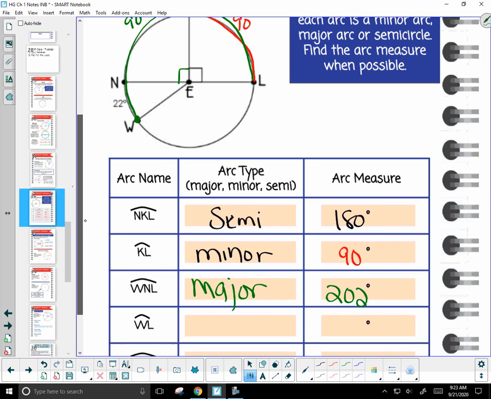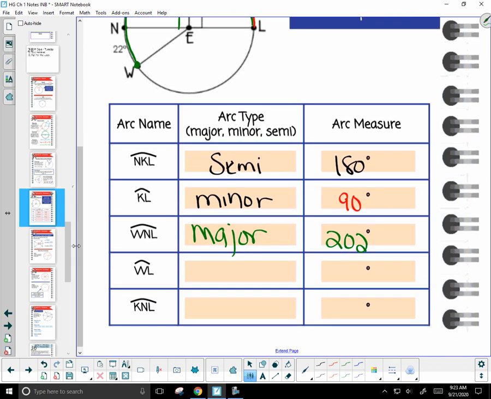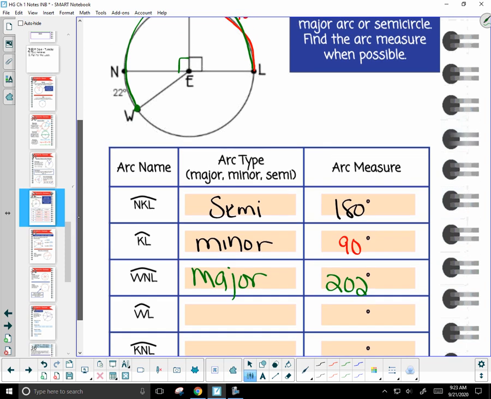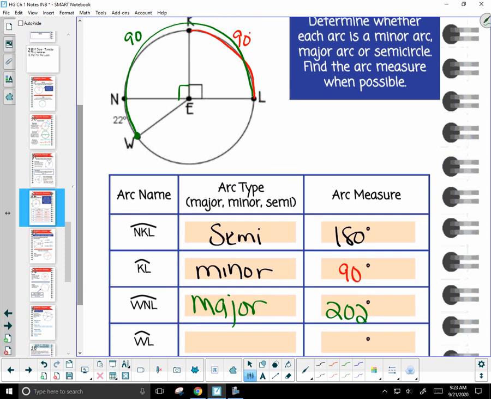Okay, I have to scroll a little bit here. We went next, arc WL. WL is what we're looking for next. So WL is major, minor, or semicircle. That's going to be a minor arc. Okay, can we find that arc measure?